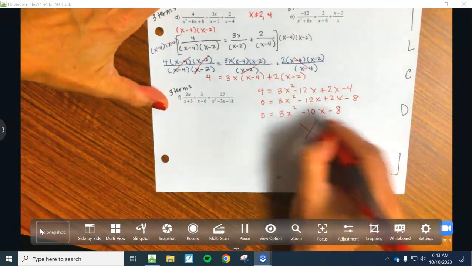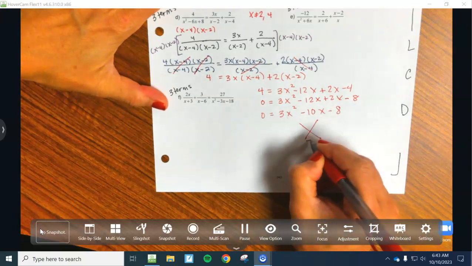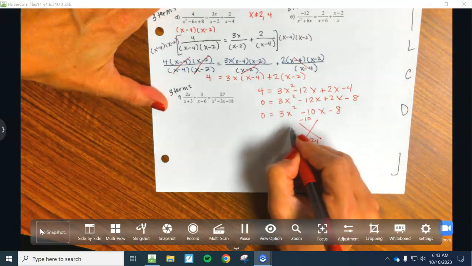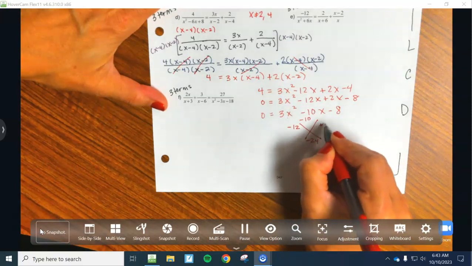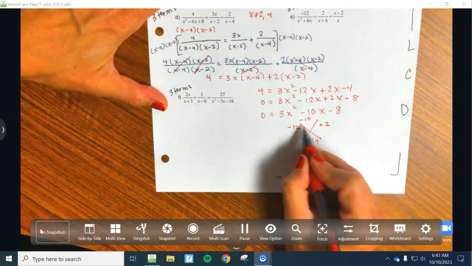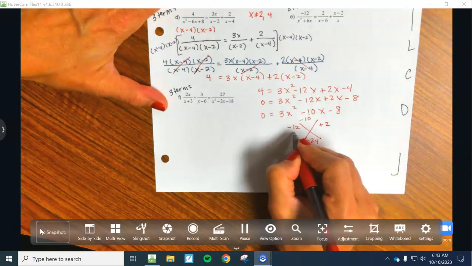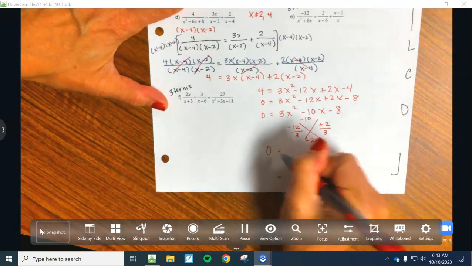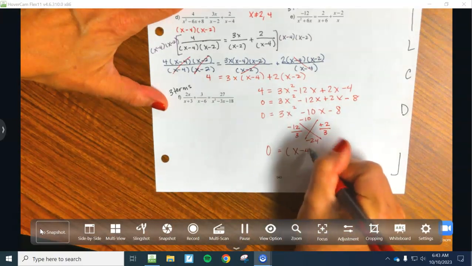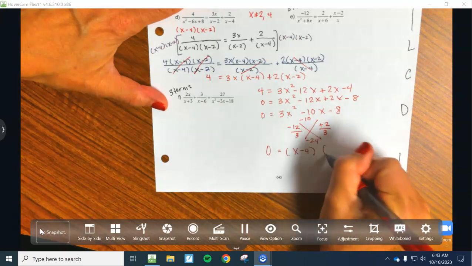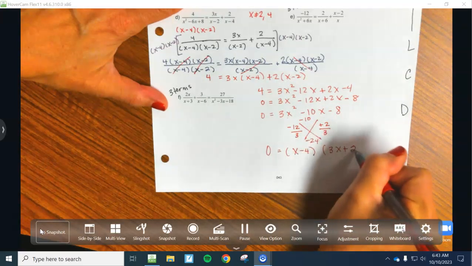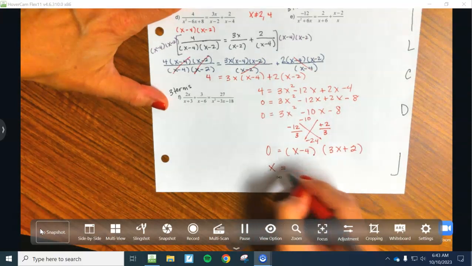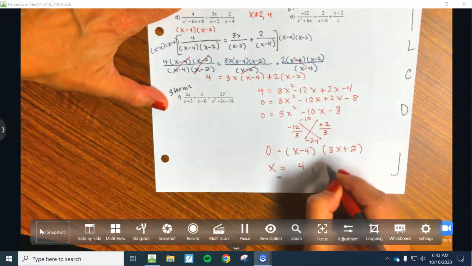All right, here we go. So 3 times negative 8 is a negative 24. We want factors that add up to a negative 10. So a negative 12 times a positive 2 is going to make a negative 24 and also combine to make a negative 10. Let's divide by the a value. So our factors are going to be x minus 4 and then 3x plus 2. So x is going to equal 4 and negative 2/3.